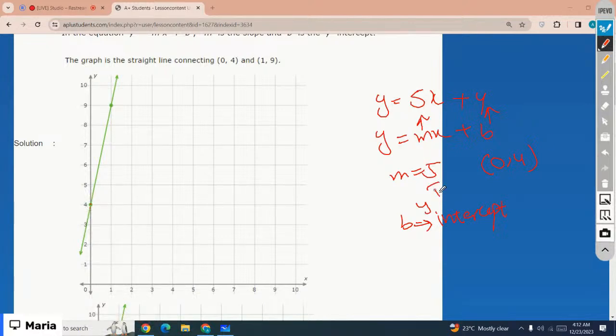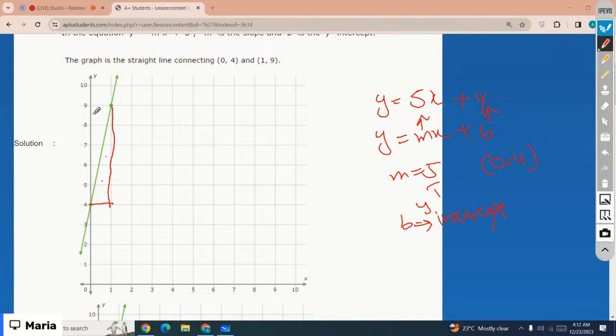Then you have this is 5. That means 5 over 1. 5 means change in y must be 5. 1, 2, 3, 4, 5. And change in x must be 1. Basically, you have to see the slope is the distance between two consecutive points, right? That is 5 by 1, right?